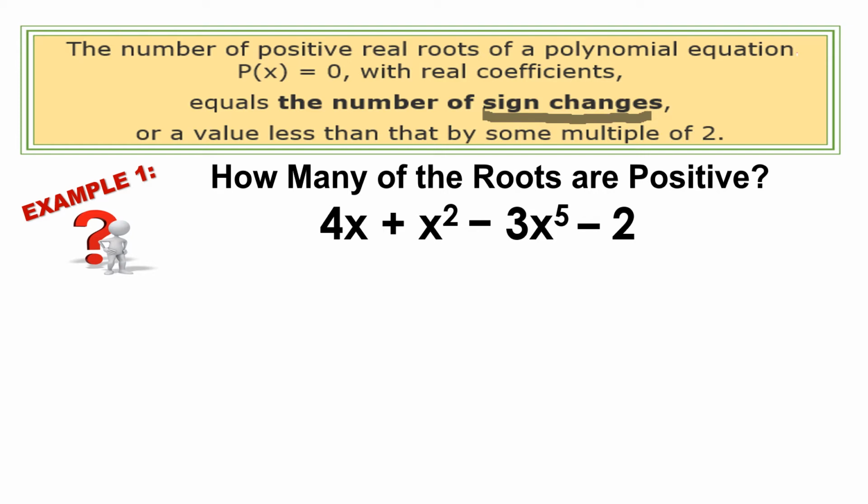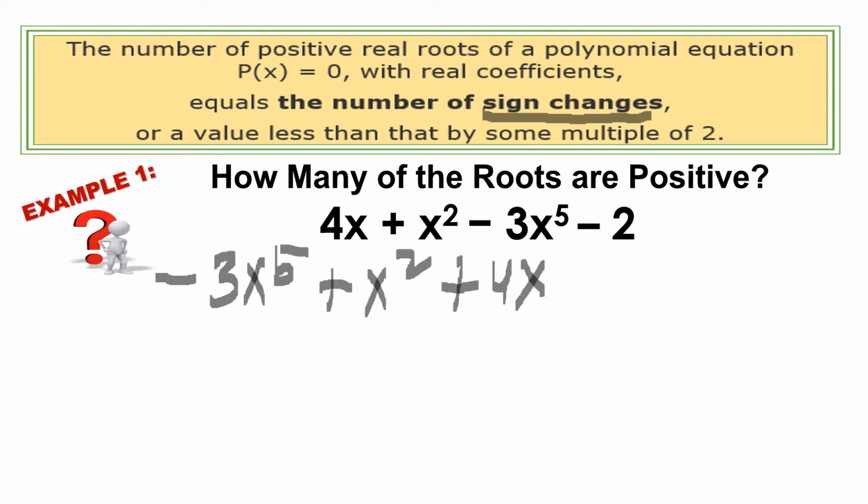Before we actually apply or count the number of sign changes, let us first see to it that the given is arranged in standard form. Meaning to say, all the degrees or all the exponents should be in order from highest to lowest. Now, in this case, it's not arranged, so let's arrange it first. So we have negative 3x to the fifth first, followed by x squared, then plus 4x minus 2 is equal to 0. And then, let's count the number of changes.